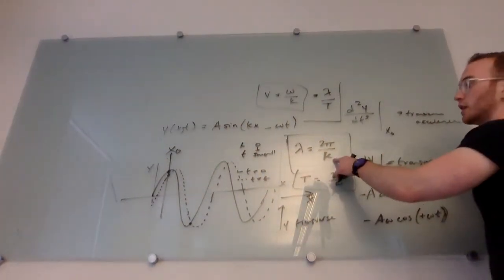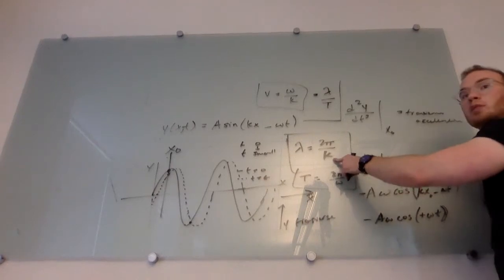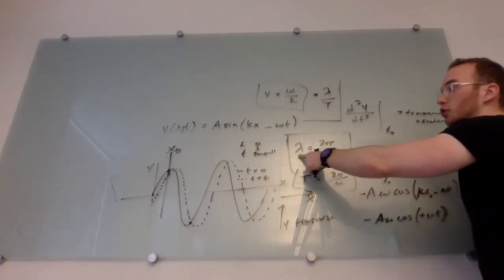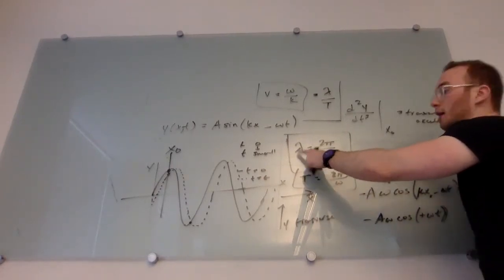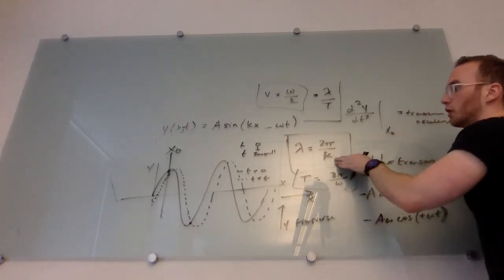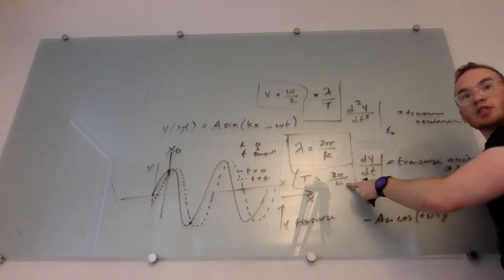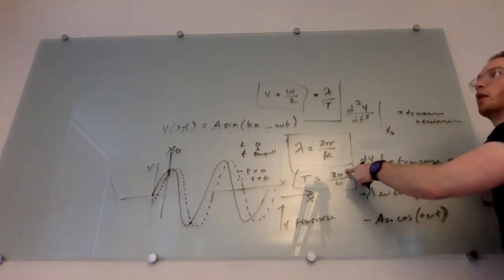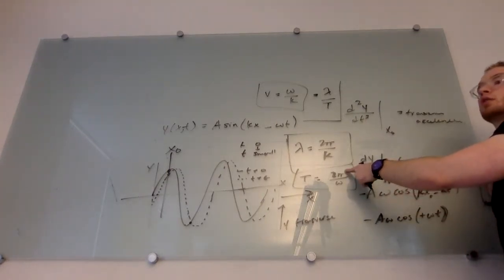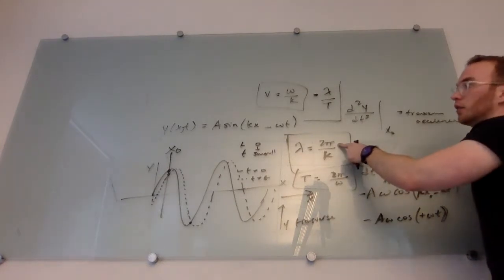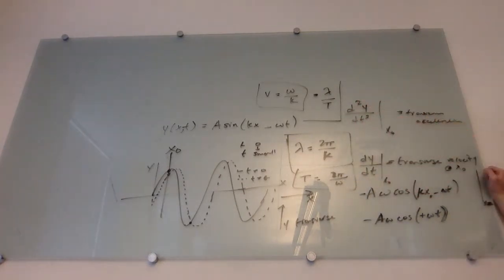And so k is radians per meter, and we want it to be just 1 over meters, right? Or sorry, meters by itself. So just like this, we want this to be in seconds. This is radians per second. And we want to do 2 pi radians per cycle, and this is 2 pi radians per cycle as well.